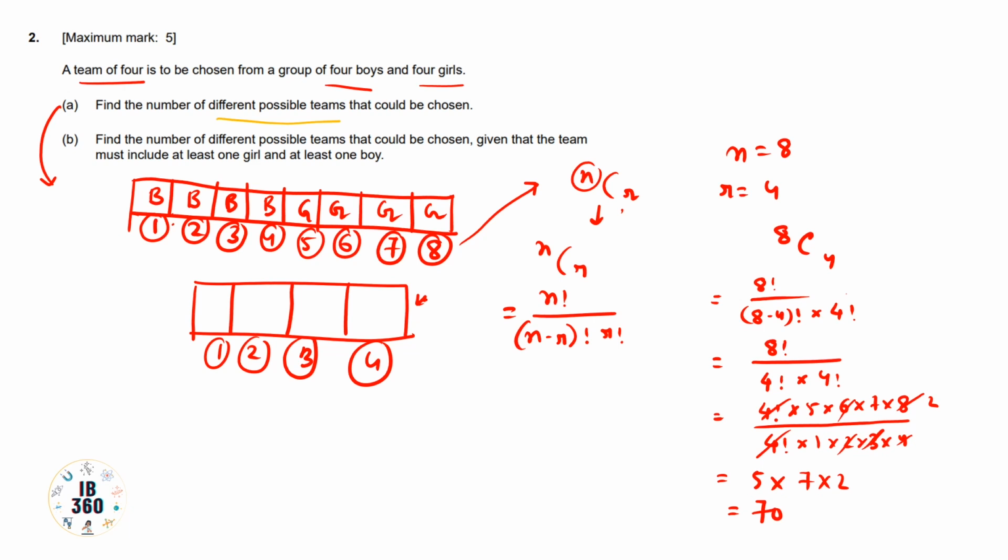So, find the number of different possible teams that could be chosen. The number is 70. So 70 possible teams can be chosen. So this problem is done. The answer is 70. Now we will move towards the next question.